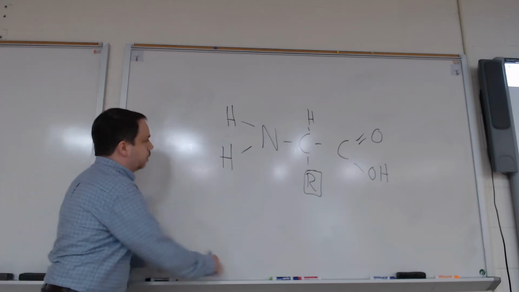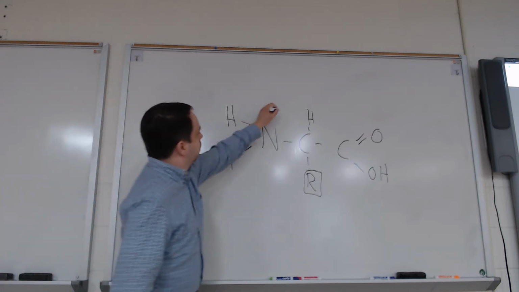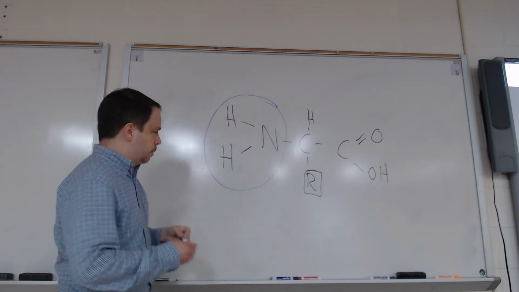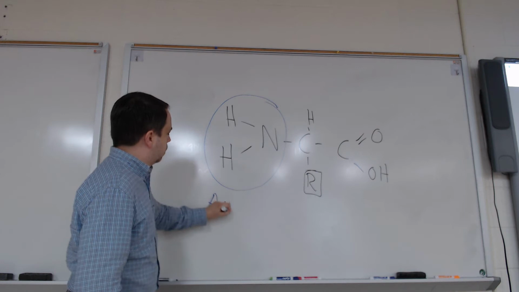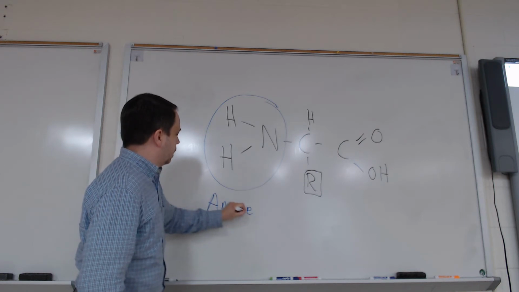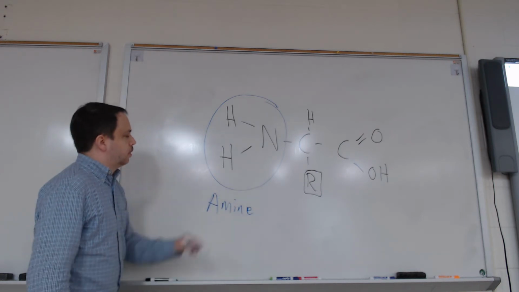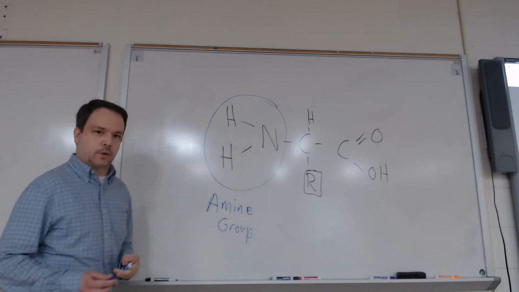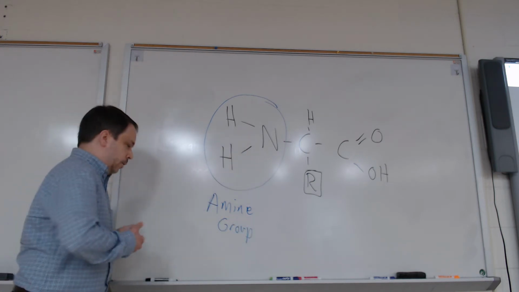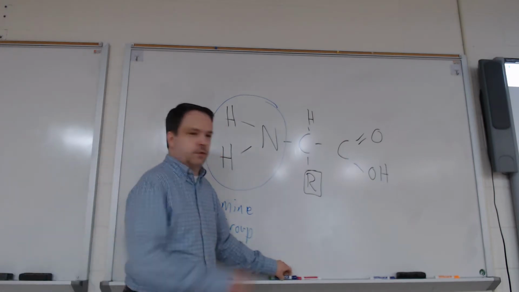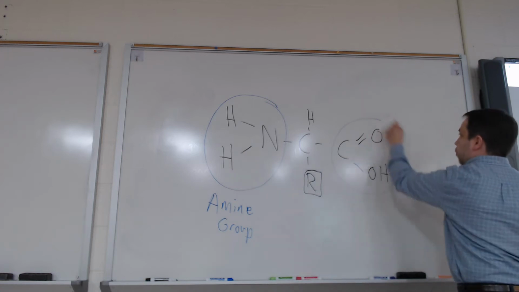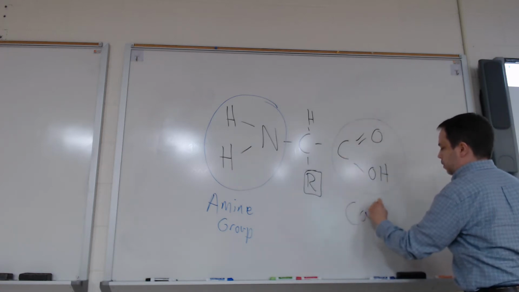We have number one, we can see right here, we have our amine group, one of our functional groups, right? The amine group, where we get the name amino acid. The amine group, the functional group, is right here on the molecule. On the other side of this amino acid, we have our other functional group, we have our carboxyl group.